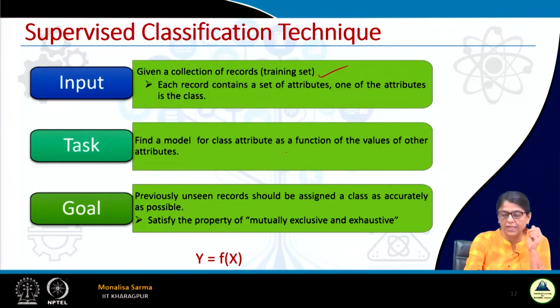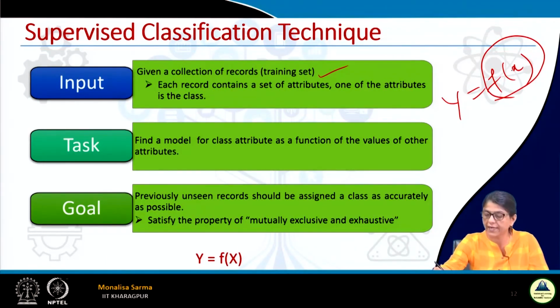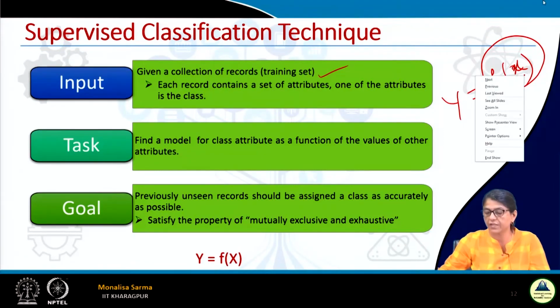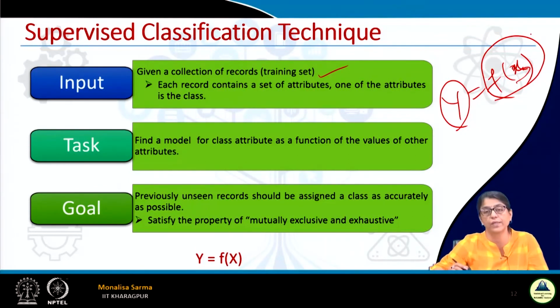And what is the task? Find a model for the class attribute as a function of the values of the other attributes. That means we have to find y equals f(x). I have to find this function. These x are the attributes. For these attributes, what is the class? Basically, I have to find y equals f(x). That is my task. For given attributes x, what is the class?